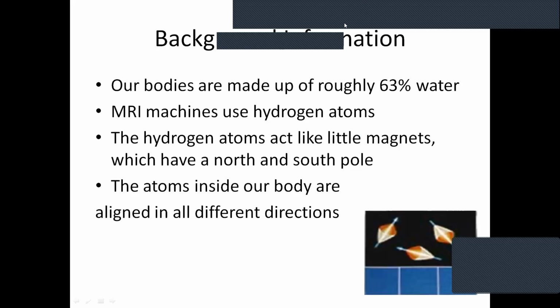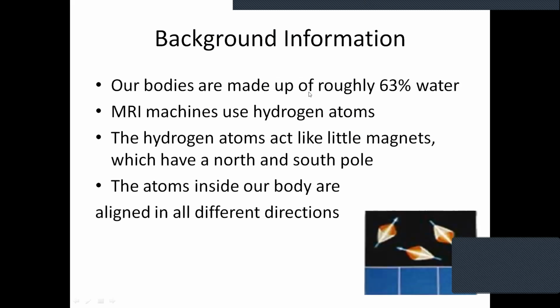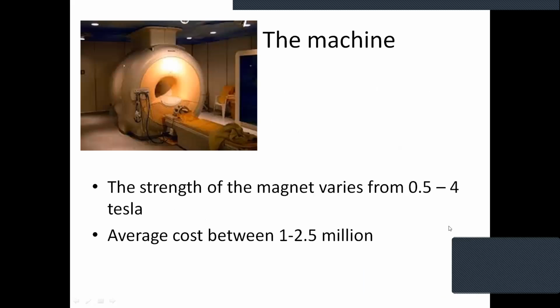So generally the human body has 63% water content in the molecules, and this MRI machine identifies these hydrogen atoms. These hydrogen atoms can act as small magnets which have north and south poles. So these atoms in the body are aligned in different directions, as shown in the picture.